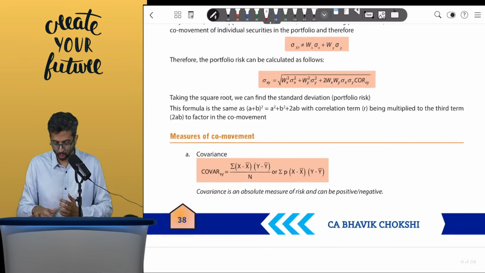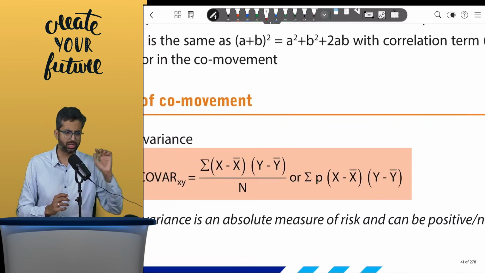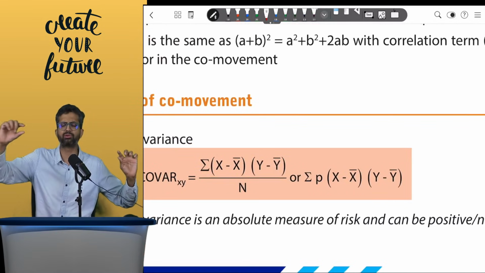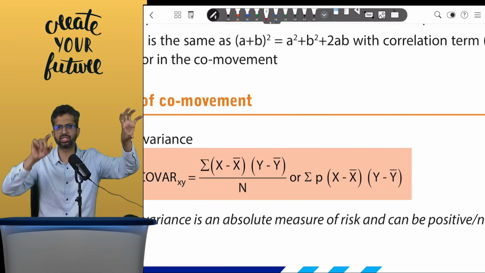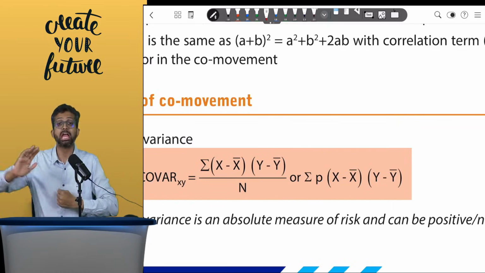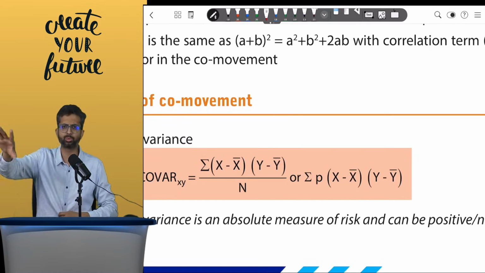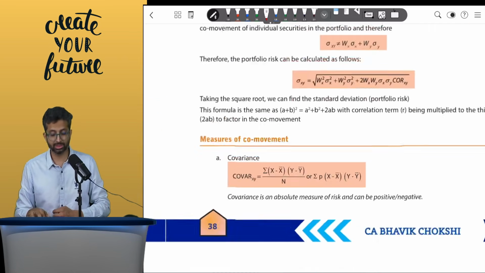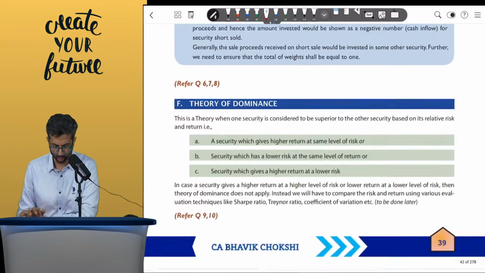One, you can calculate covariance using this formula, or you can rearrange the correlation formula. That is, correlation is actually covariance upon standard deviation of x into standard deviation of y. You rearrange it, that is correlation into standard deviation x into standard deviation y will also give you covariance. And again you will study a formula, that is beta x into beta y into variance of the market will also give you covariance. So there are 3 methods to calculate covariance. It is one of the most important points over here.